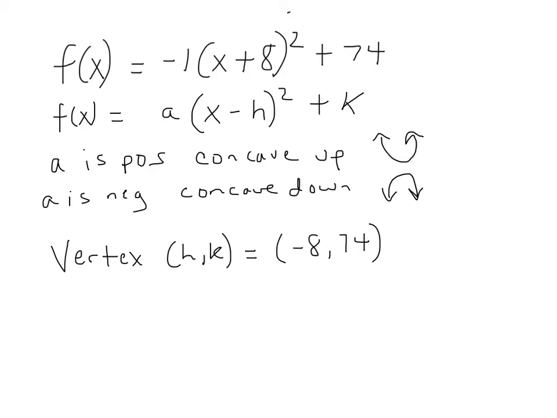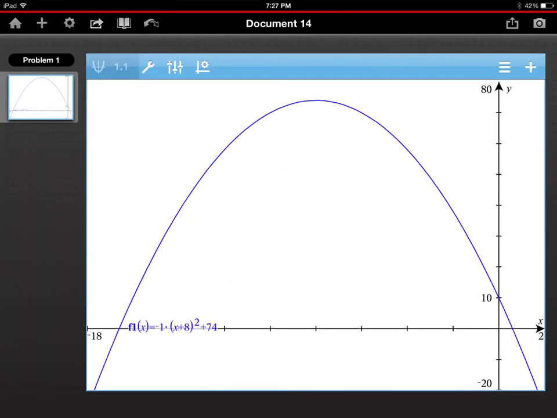So what I have done for you on the next slide is show you what it looks like when I type it into my graphing calculator. On this slide, I've typed into my graphing calculator -1 times, in parentheses, x plus 8 quantity squared plus 74. So you can see that I have a concave down parabola where my vertex up here is at -8, positive 74.